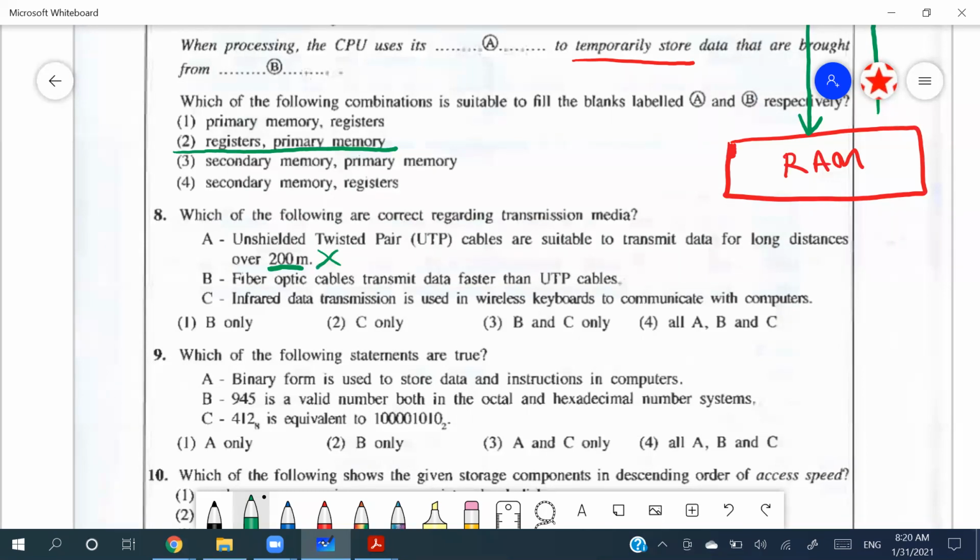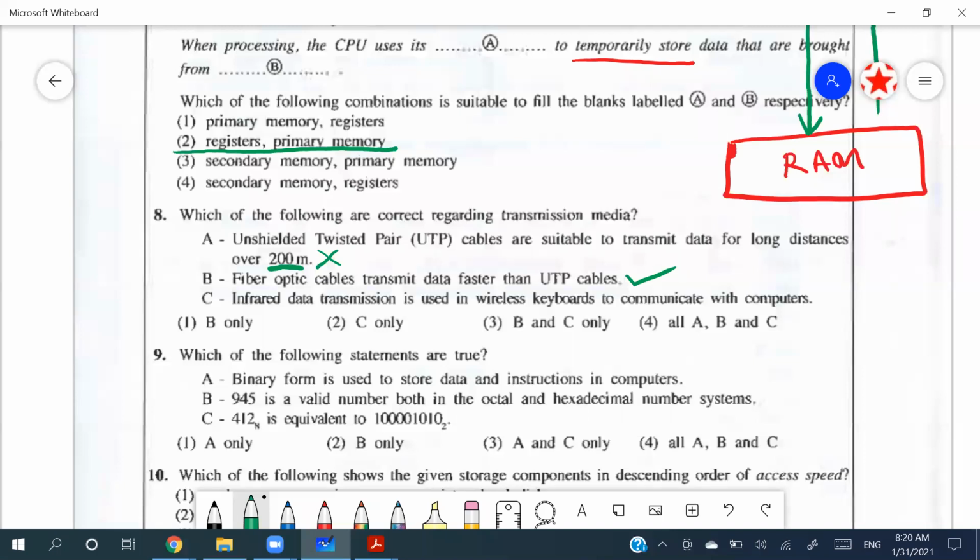So what do UTP cables use? Copper wire. They use a conductor made of copper to transmit the data. So fiber optic, yeah, that is correct.